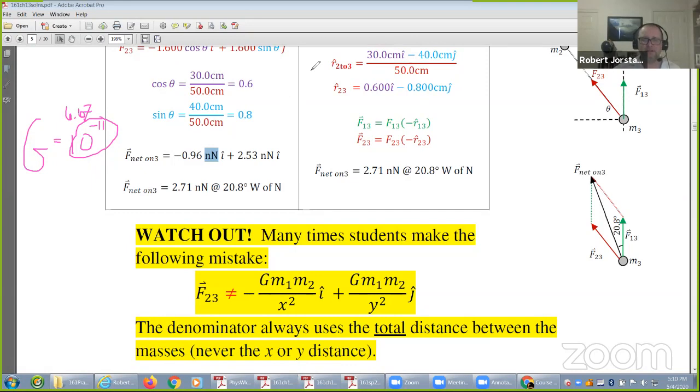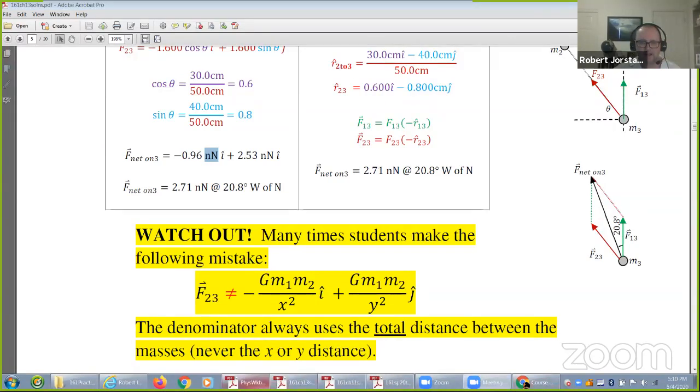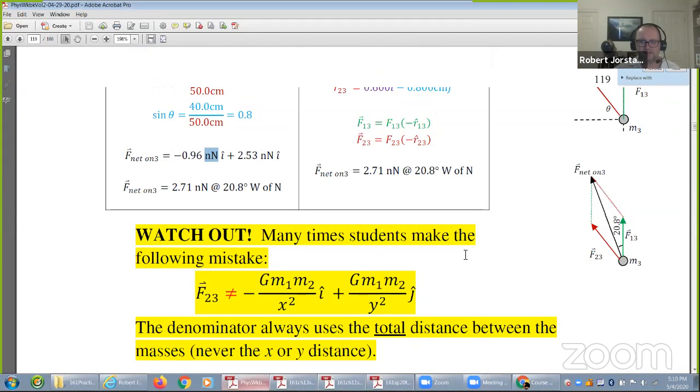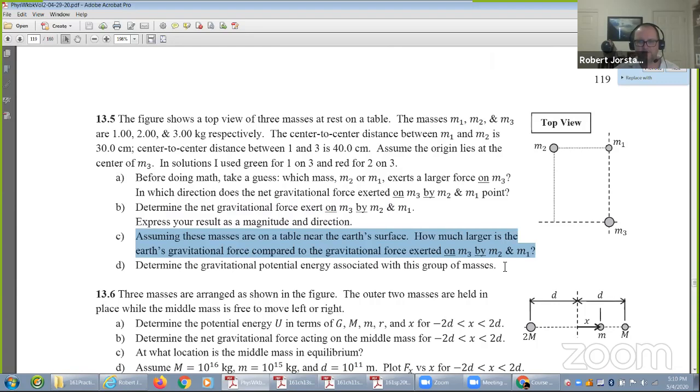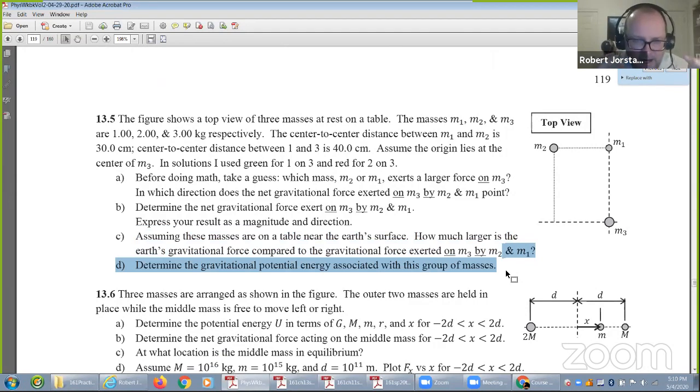And then one more piece here. I believe this question also asks us, so it's about 1 billion times larger, something like that. We'll look at the numbers. And then the gravitational potential energy. You might be tired, I know you're tired, but this is something good. Let's make sure we get this.